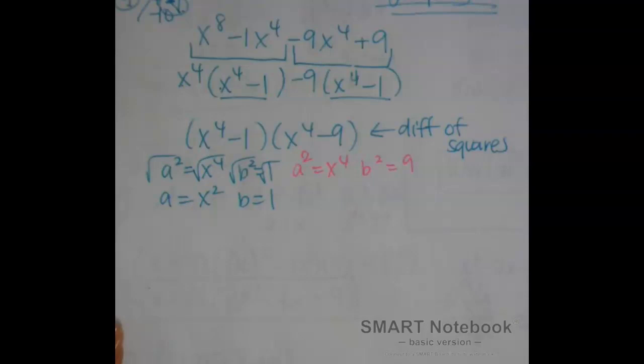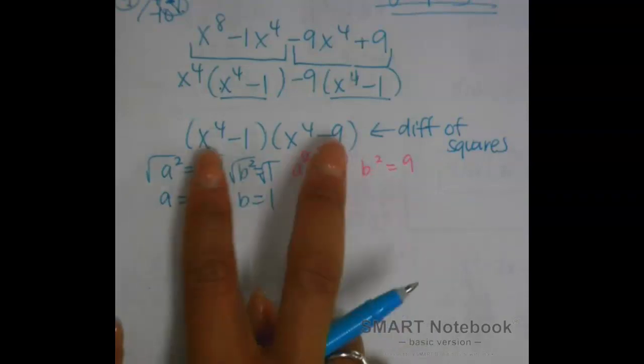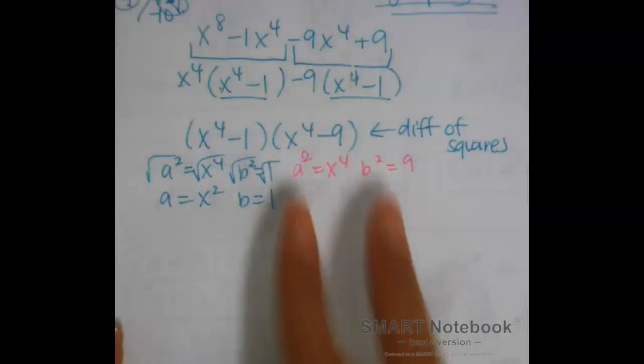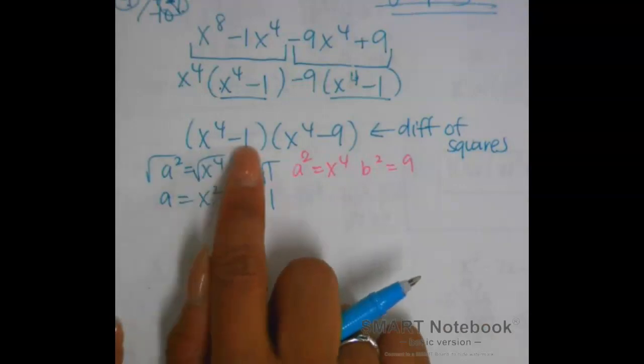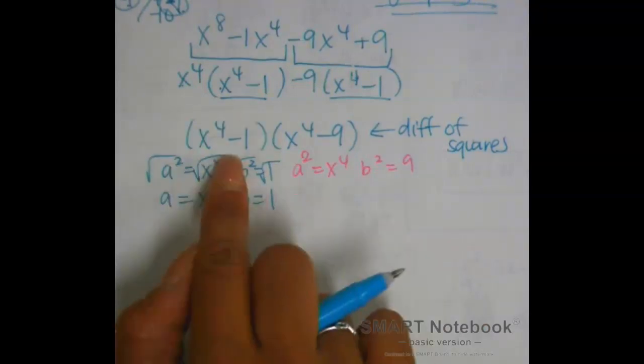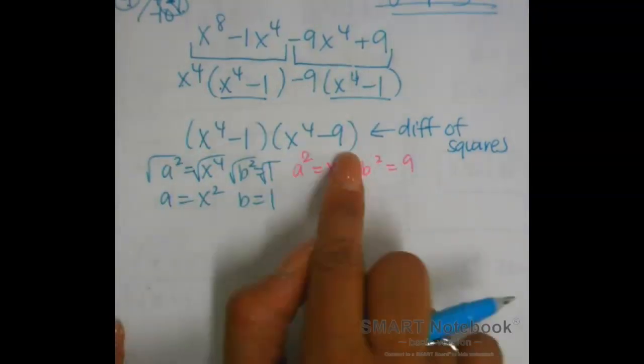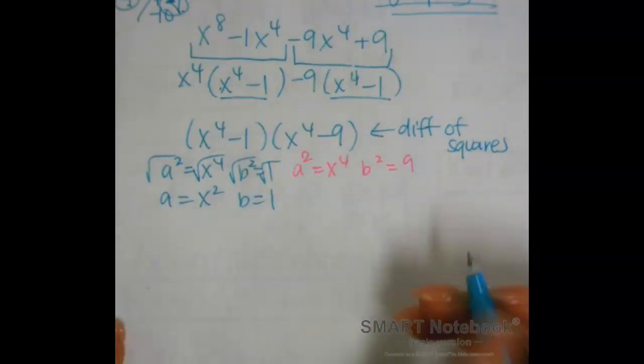No, it won't matter. You're still going to have to simplify both of these, so it doesn't matter which one you have first. Rua was just asking, if you have the x to the fourth power minus 9 here, and then x to the fourth power minus 1, does it make a difference? It won't make a difference.